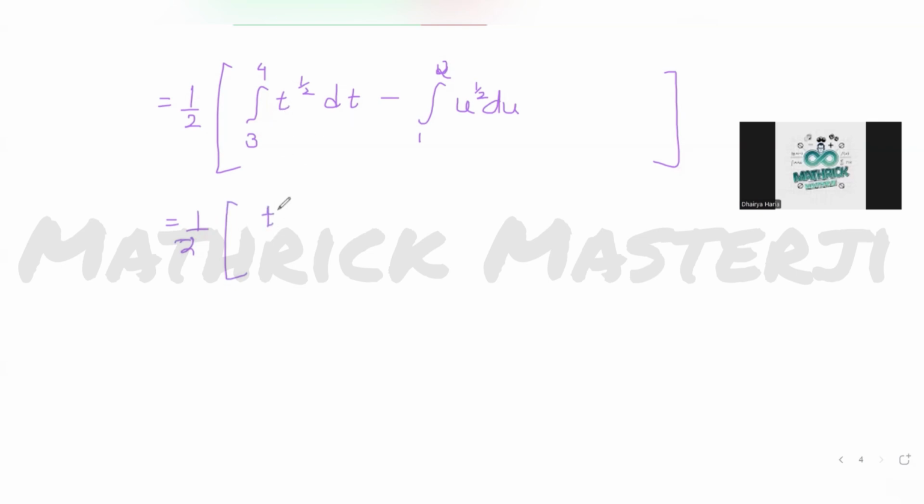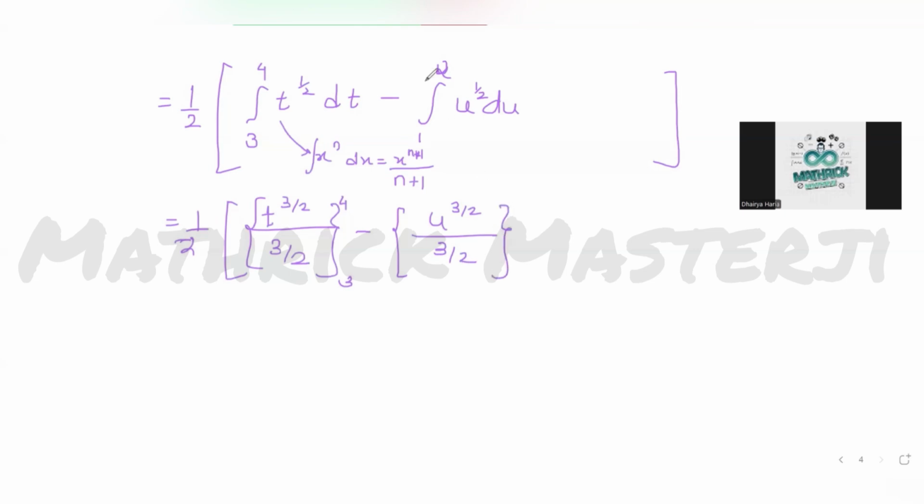T raised to half would make it t raised to 3 over 2 divided by 3 over 2, because of the formula integral of x raised to n dx, which is x raised to n plus 1 over n plus 1, right? And minus here, the limits for this have to be 3 to 4, whereas the limits for the other would be different. So it will become u raised to 3 over 2 divided by 3 over 2 only. But here the limits would be 1 to 2 instead of 3 to 4. So let's apply the limits for both of them and get them out.